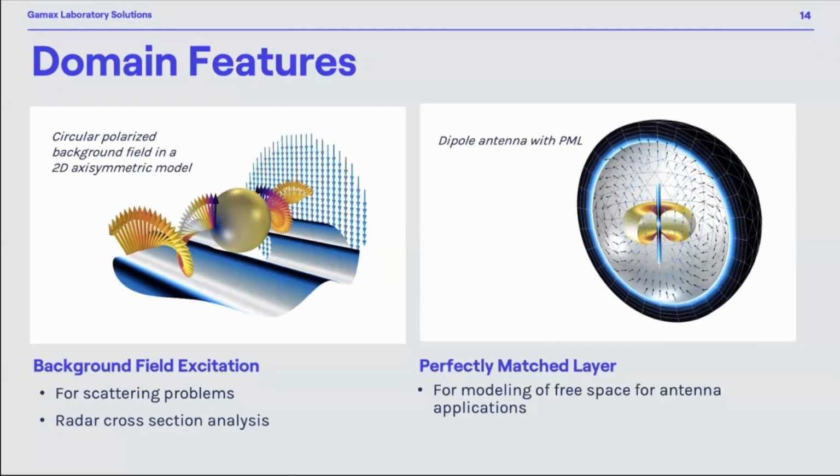Domain features: you can mimic and model infinite element domains, let's call them perfectly matched layers. They will absorb all incoming waves, so no reflection will be allowed. And on the outer part, if you want, you can add a perfect electric conductor to absorb all external radiation, like mimicking an anechoic chamber. That's also possible. And you can set up a background field excitation, if you want to, let's say, use the model for scattering and to calculate the radar cross-section.